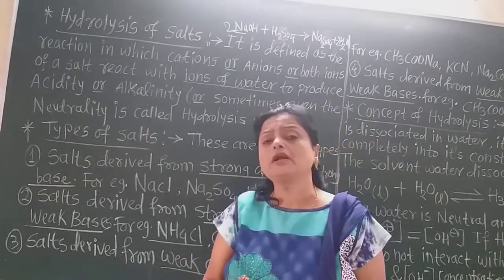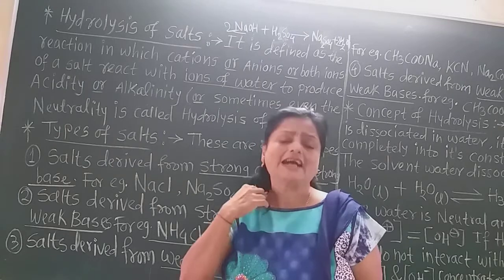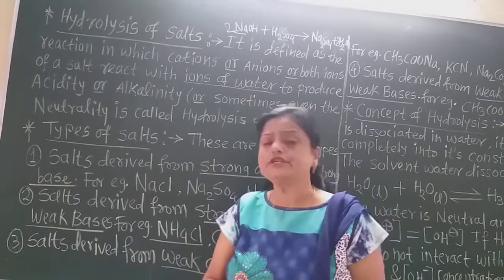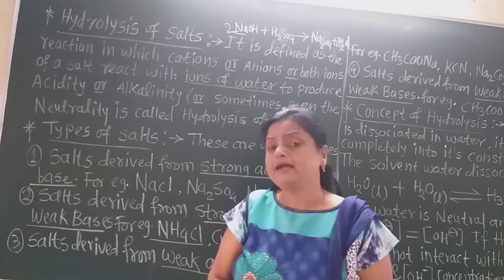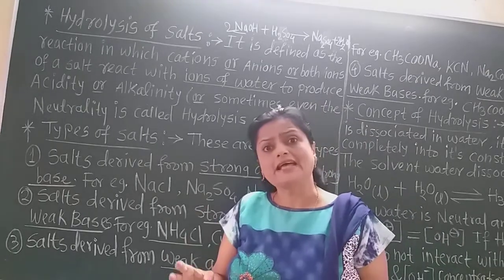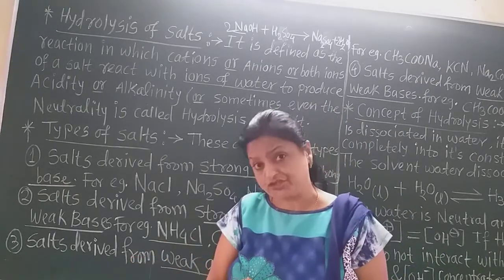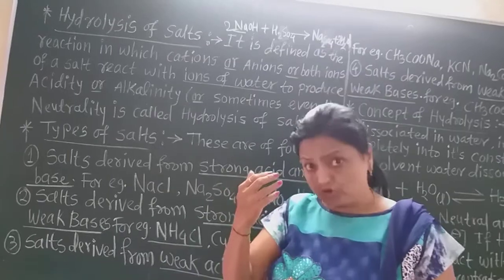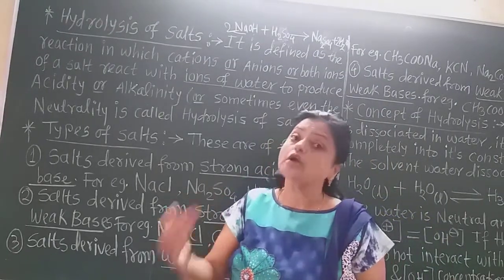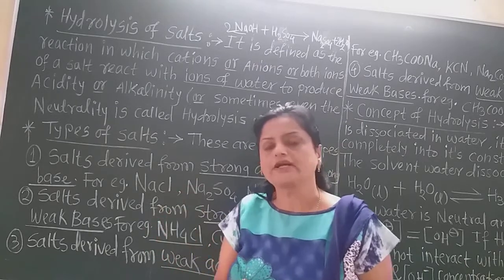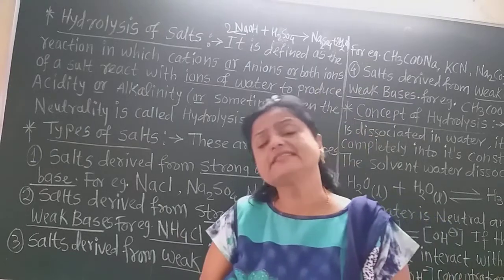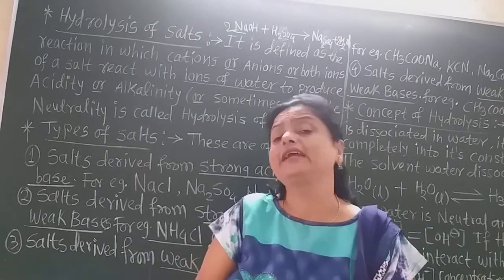If the solution has salts of strong acid and strong base, then there is complete dissociation of the ions, and the hydroxyl ions and the hydronium ions have similar or constant concentration. So the solution formed due to the hydrolysis of salts of strong acid and strong base is always neutral, because the concentrations of hydronium ions and hydroxyl ions are nearly similar.